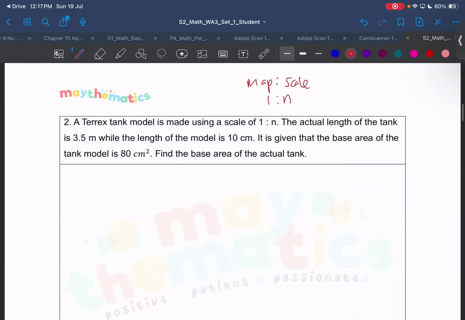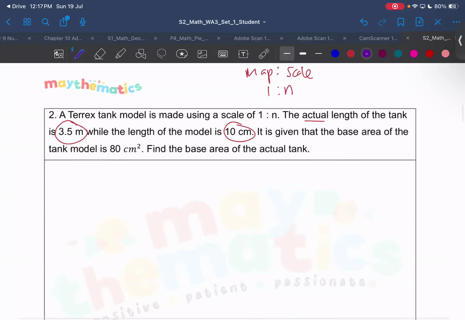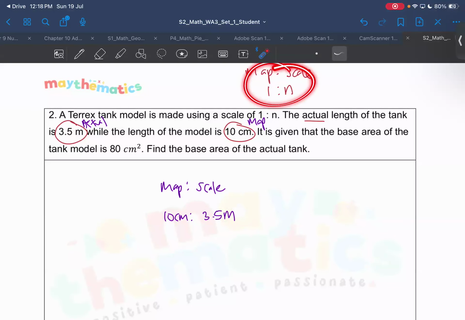Okay, so now they tell you that the actual length is 3.5 meters, while the length of the model is 10 cm. So already I know that this is my map. This is my actual. Correct or not? This is enough information for me to form my first ratio already. So right here, map to scale. Then follow 10 cm is to 3.5 meters. Then remember your map and scale, right? They want it in 1:n, always. So I need to make sure that my left-hand side is a 1. Correct or not? So I will change this to 1 cm.